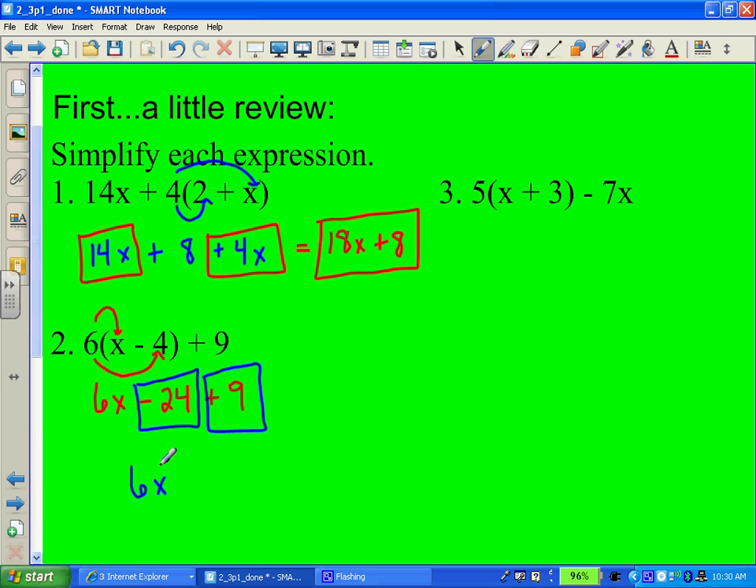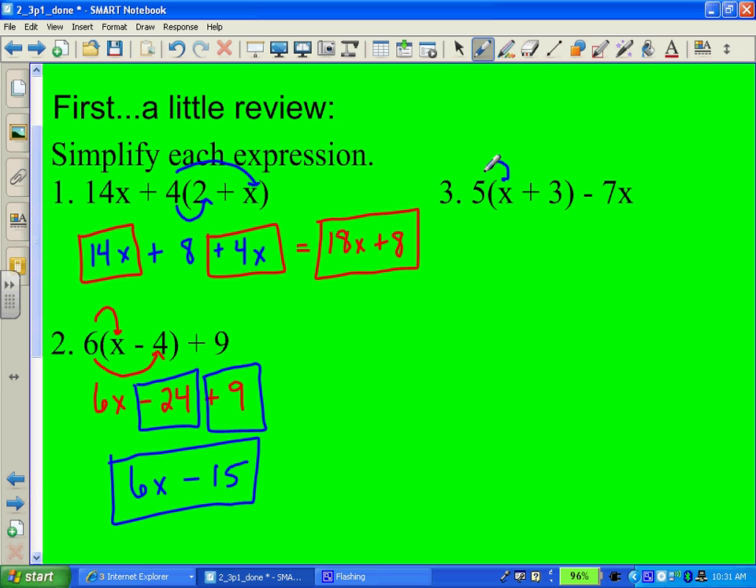Well, negative 24 plus 9, those are different signs. I'm going to subtract them. So 24 minus 9 is 15. 24 is bigger, so it's going to be minus. So I get 6x minus 15. And one more before we get started here.